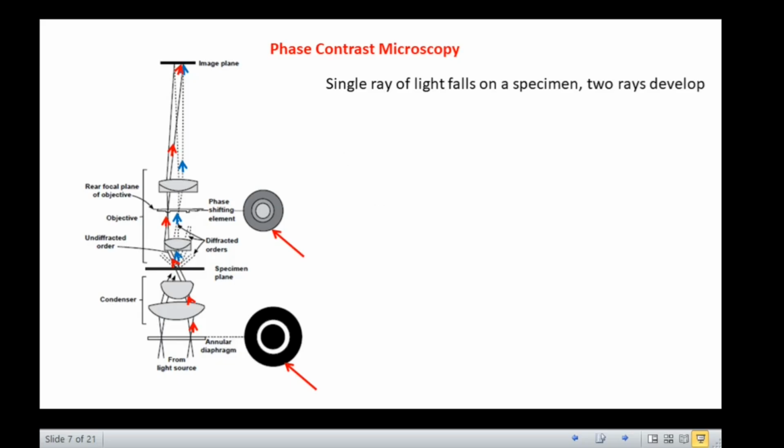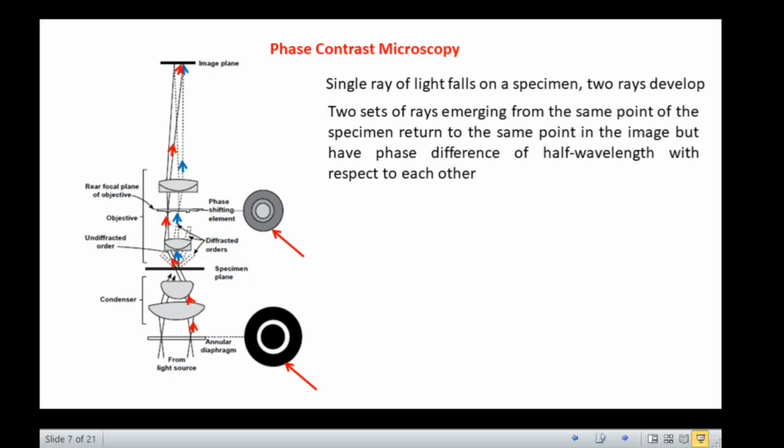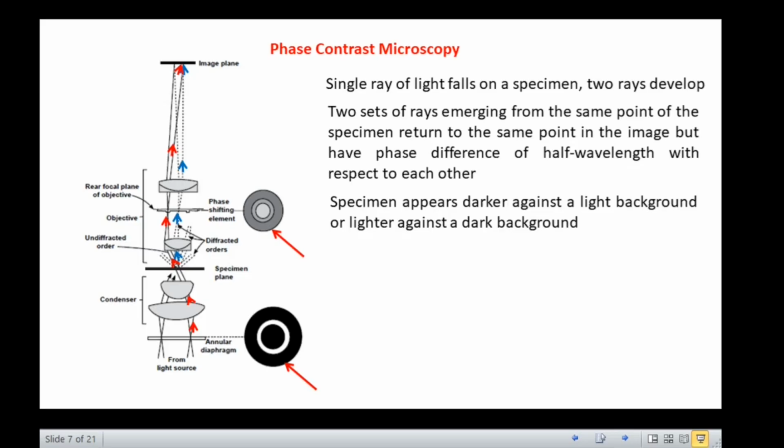Two sets of rays emerging from the same point of the specimen return to the same point in the image but have different phases of half a wavelength with respect to each other. This results in variation in intensity of illumination and therefore contrast is produced. As a result, the specimen appears darker against a light background or lighter against a darker background.